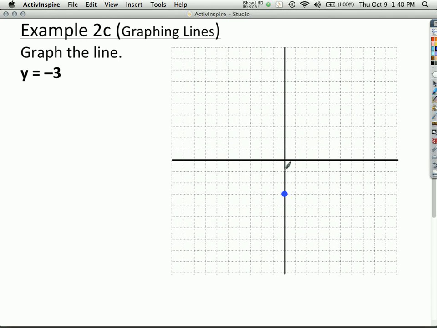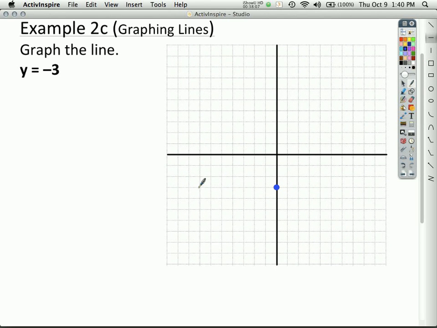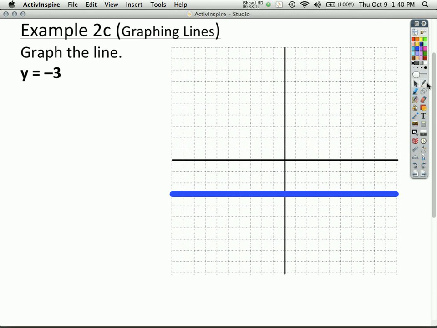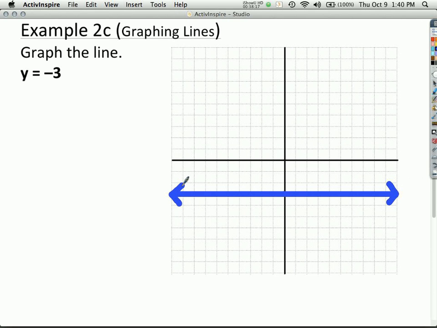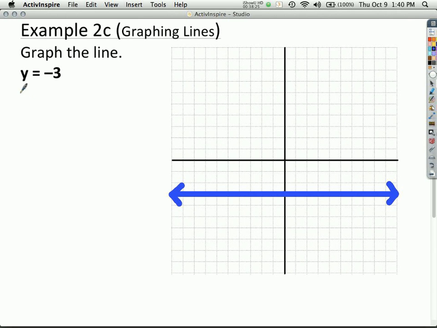Would it make sense to draw a line straight through this way? No. So we draw a horizontal line through it going this way. And so that is the graph of y equals -3. If we had a different equation, x equals 4, that's the x-intercept. And so we would put a point at x is 4, and then draw a vertical line through that.